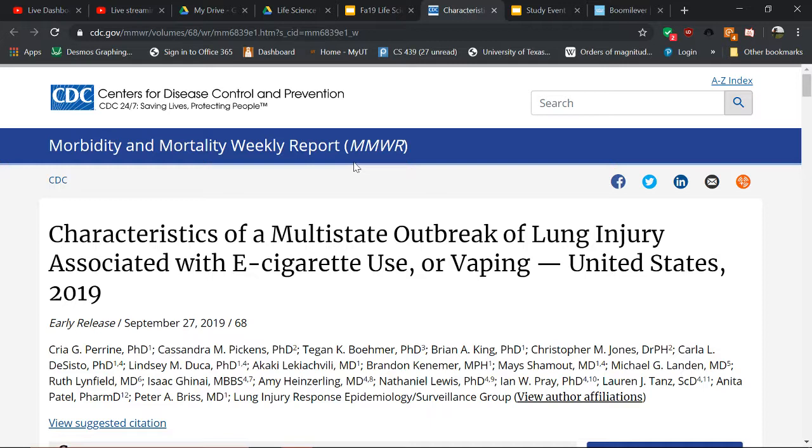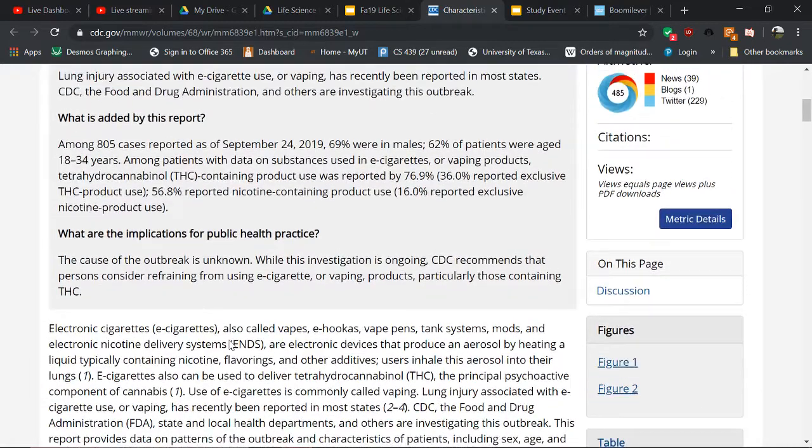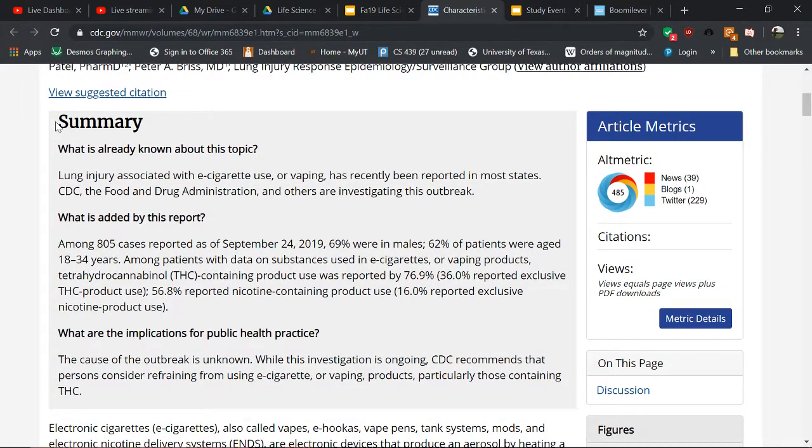I guarantee you this year somebody is going to test you on this if you are in disease detectives. Characteristics of a multi-state outbreak of lung injury associated with e-cigarette use or vaping, United States. And this is just the first article that shows up if you Google MMWR. And so you see all of these researchers and PhDs came together to write this report. And this stuff is so cool. As I'm looking at this, we'll just look at the summary. What jumps out at you as y'all read this? You can tell me, but what pops out at you as things that I could ask a question about, or things that you should ask yourself as reading this article?